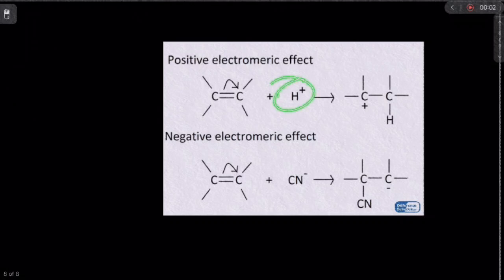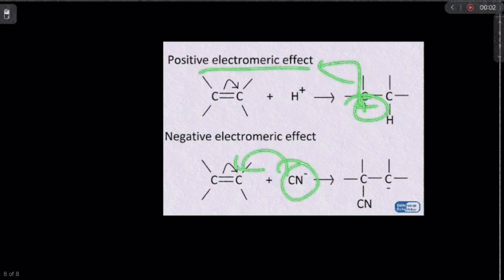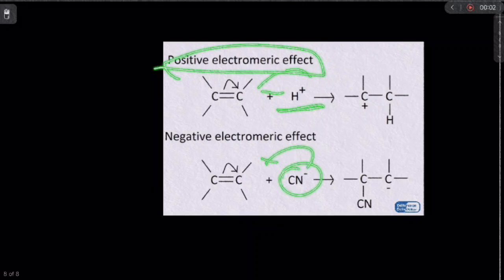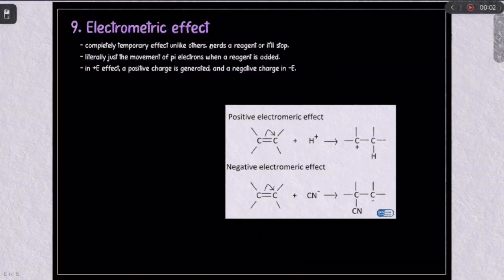You can see reagent was added to this unsaturated bond and a plus charge is generated, so it's positive electrometric effect. And this was added, a negative charge was generated, so it's negative electrometric effect. You can even generalize that if a positive thing is being added, it is going to be positive effect, and if a negative thing is being added, it can be negative electrometric effect. It's basically a scary name given to a very simple thing.